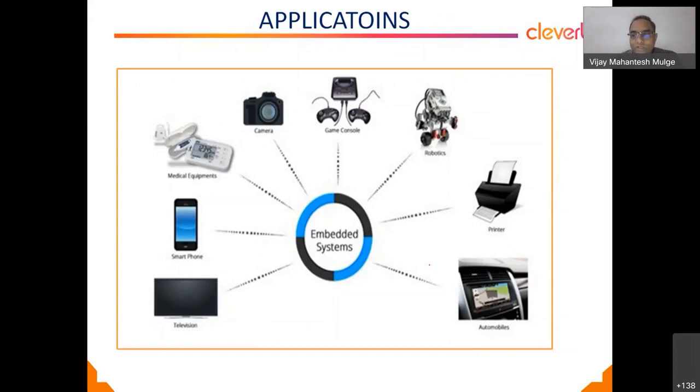Typically, just look around yourself and see anything that makes use of an embedded system, be it the cell phones, the cameras, the printers, the automobiles, the robotics, the gaming consoles, the television sets. Everything around us is an embedded system, right? We are surrounded by lots of embedded devices. That tells us embedded systems are present everywhere, so they offer a lot of opportunities once we understand what an embedded system is. This is a little about the applications.